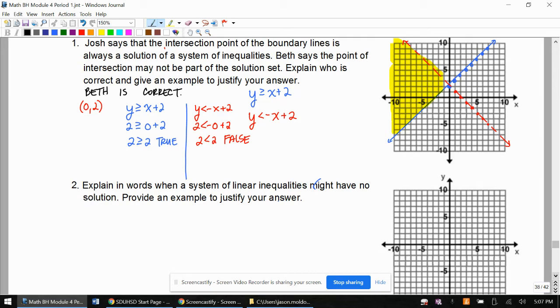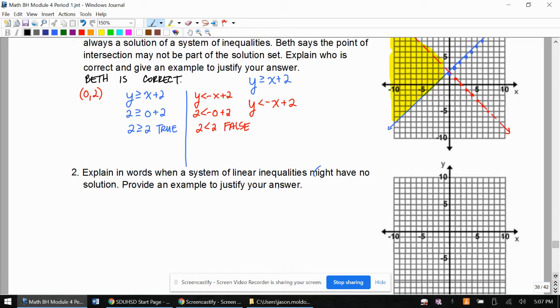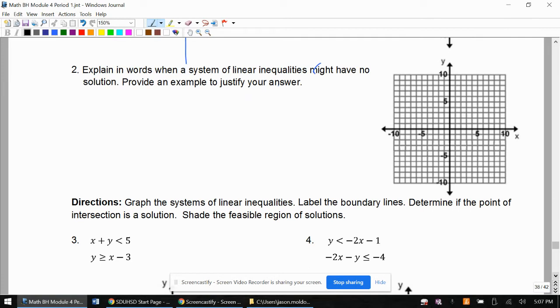Number 2, explain in words when a system of linear inequalities might have no solution. All right, so we're going to do the same thing. We're going to set up no solution. We often saw this with parallel lines. So let's make up a set of parallel lines. We'll do y is greater than or equal to x. And it will be solid.